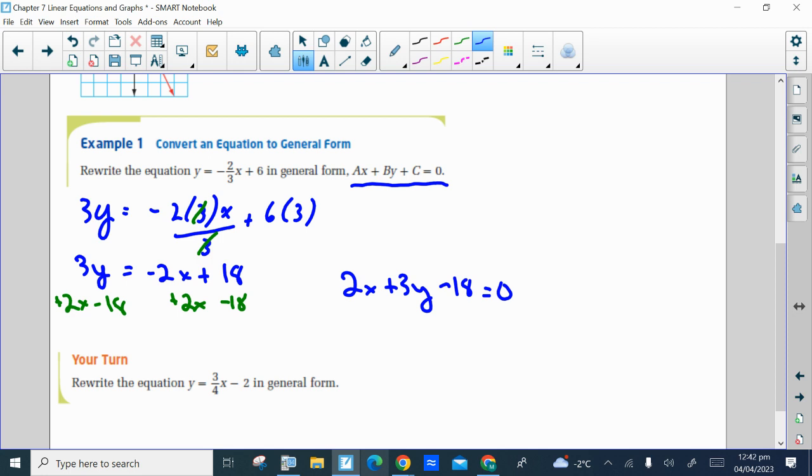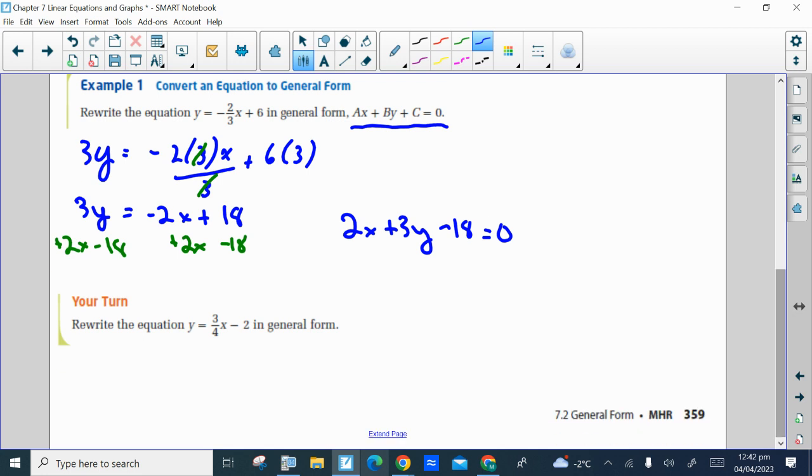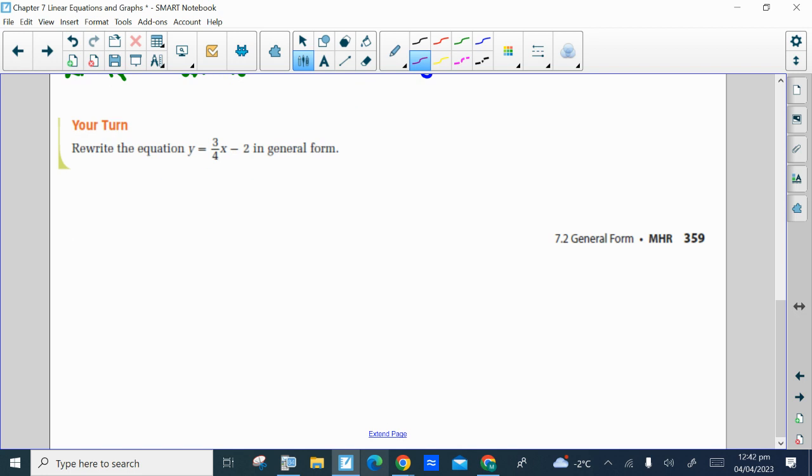It is the same equation, it's just in a different form. Instead of slope-intercept form, it is general form. So we'll do the same thing for that next one. To write it in general form, there's 3 things you need to have.